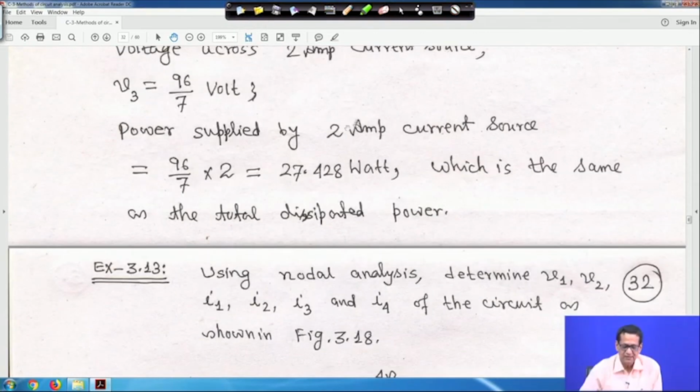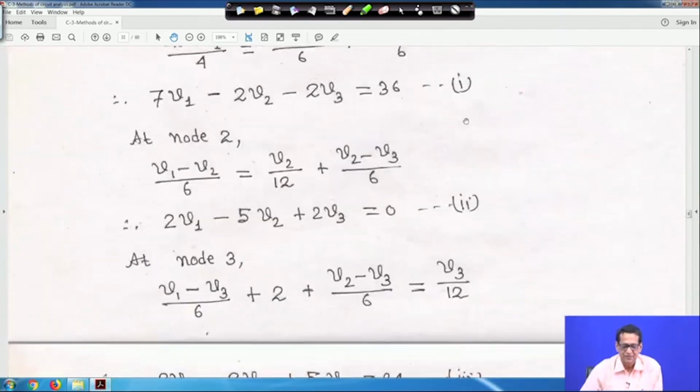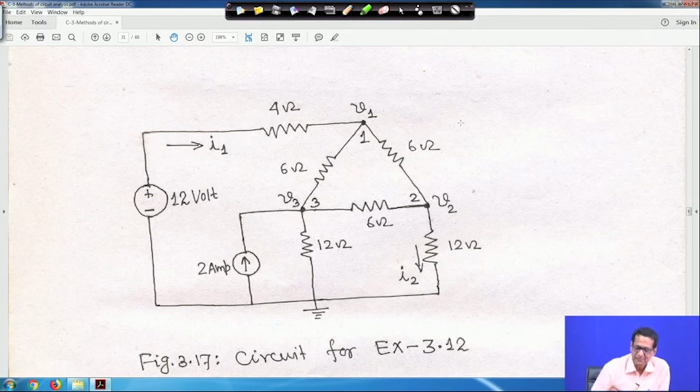And power supplied by the 2 ampere current source is V into I. So V3 is the voltage across the current source. If you look into the circuit, this voltage is V3, right. And 2 ampere current is entering, so power supplied by the current source is V3 into 2, whatever it comes.